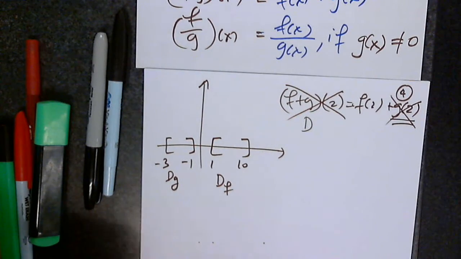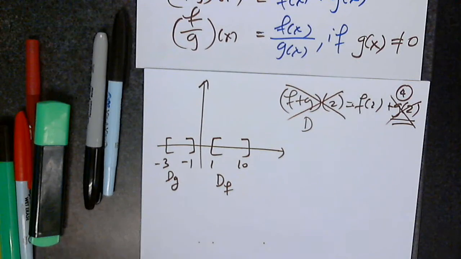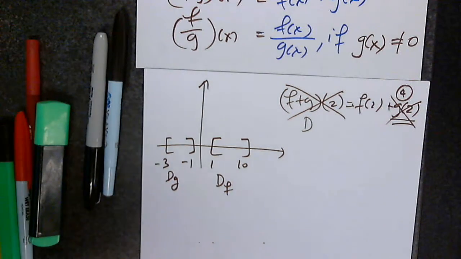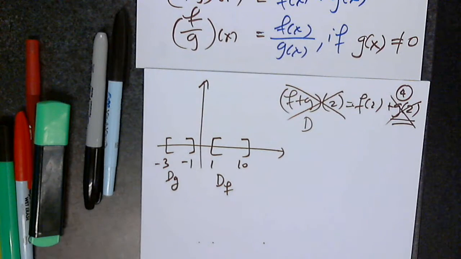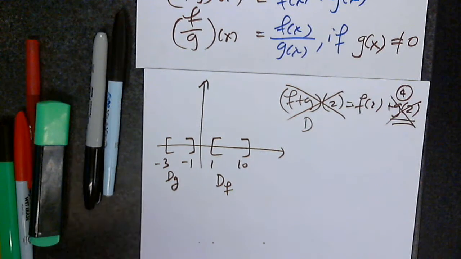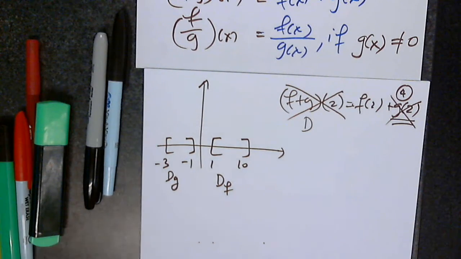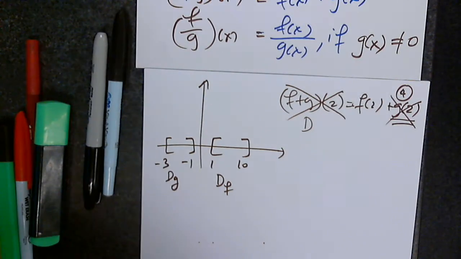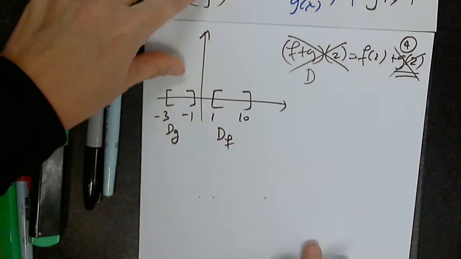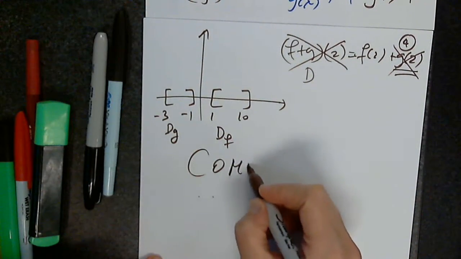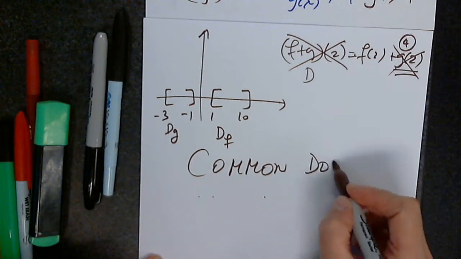So the point I'm making is this. If these two functions do not have a common domain, if they don't exist for the same or at least a portion of the x values, then the sum, the difference, the product, and the ratio will not exist. So we are going to define right now what is called common domain.